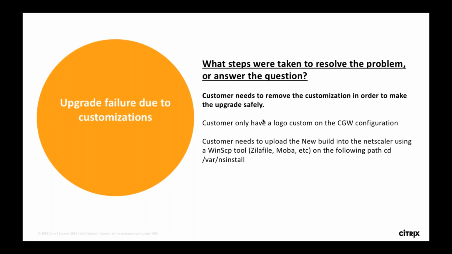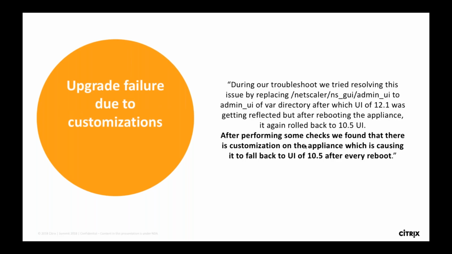This is another example where the solution is to remove the customization in order to upgrade safely. Here the customization is done on the logo. So again, the solution is to remove the customization. Another example where customization in the user interface GUI has led to a problem. After performing checks, we found out that there is customization on the appliance, which is causing it to fall back to the UI of 10.5 after every reboot. Here again, we removed the customization and it solved the problem.